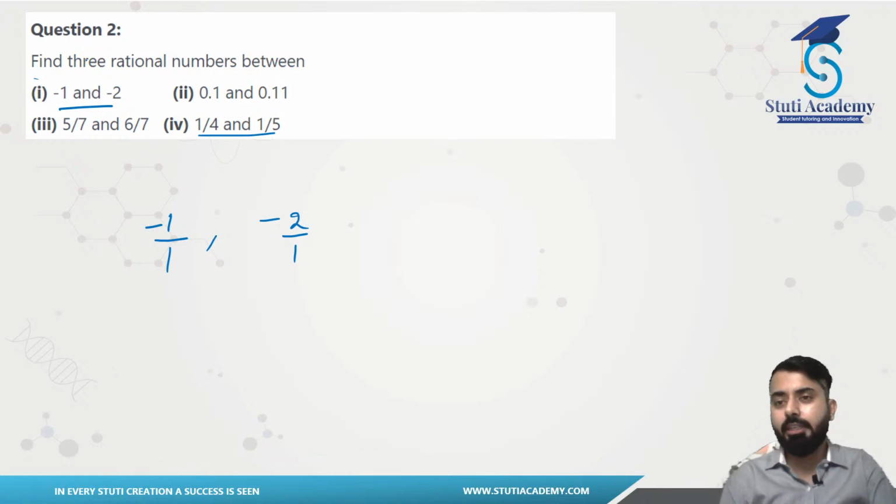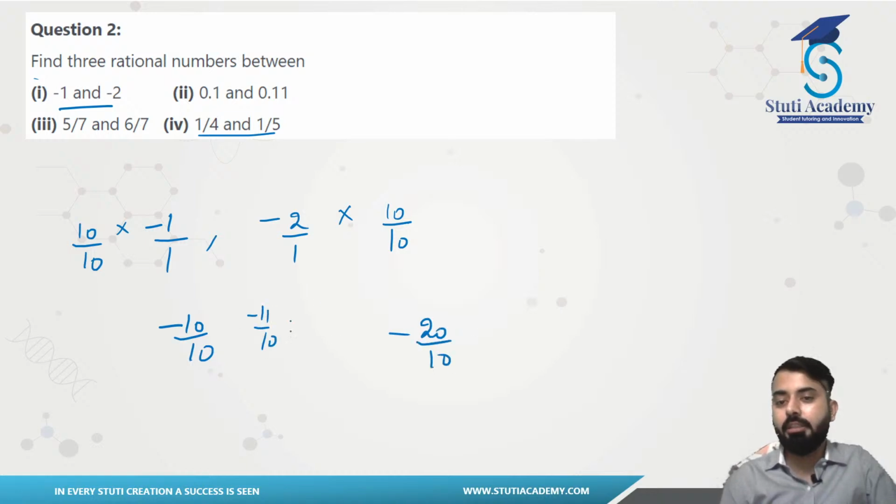So I have to find 3 rational numbers. I will think of any number which is greater than 3. Let's say I think of 10. So multiplying this with 10 and dividing with 10, multiplying this with 10 and dividing with 10. So my limit is -10 by 10 and -20 by 10. Now you can write any 3 numbers: -11 by 10, -12 by 10, -13 by 10. Right? That is the case here.